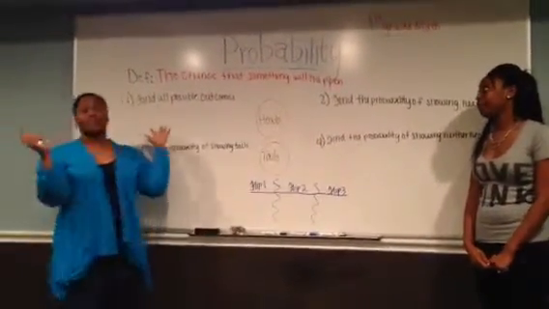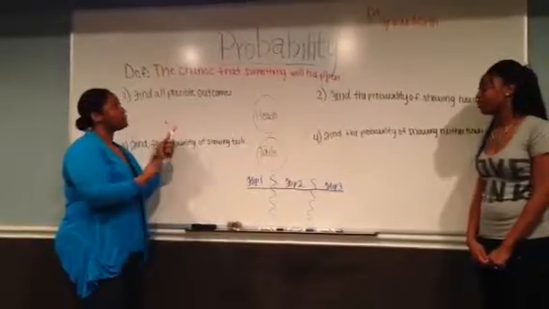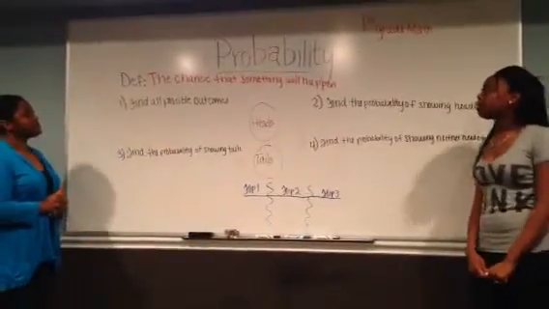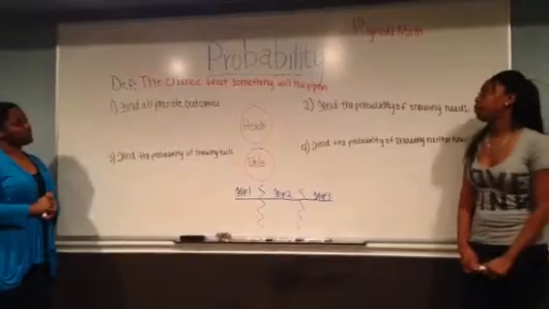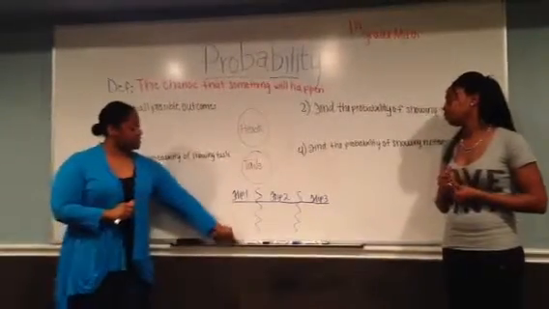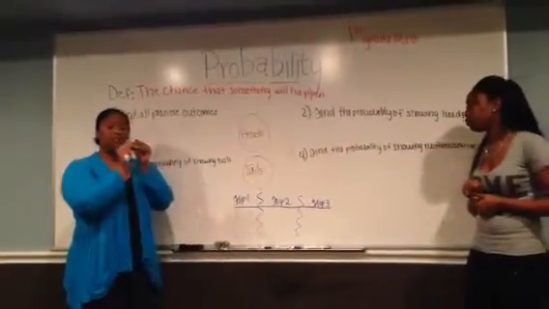This is first grade math, and today we will be teaching probability. The definition of probability is the chance that something will happen. Today's lesson we'll be teaching on is the coin toss.